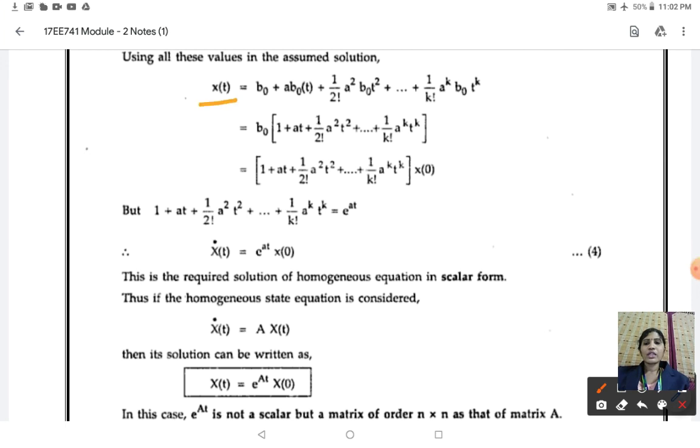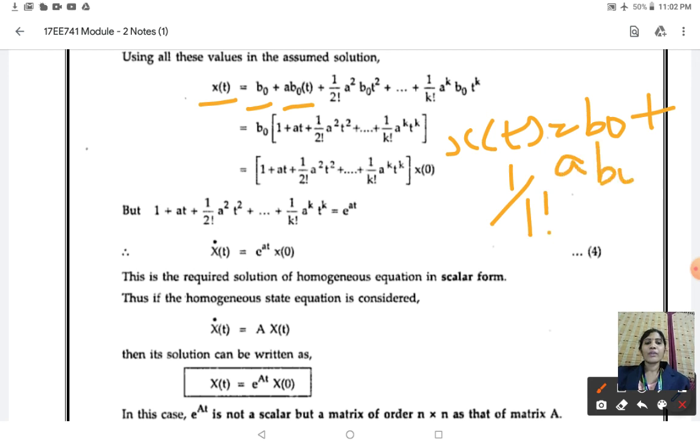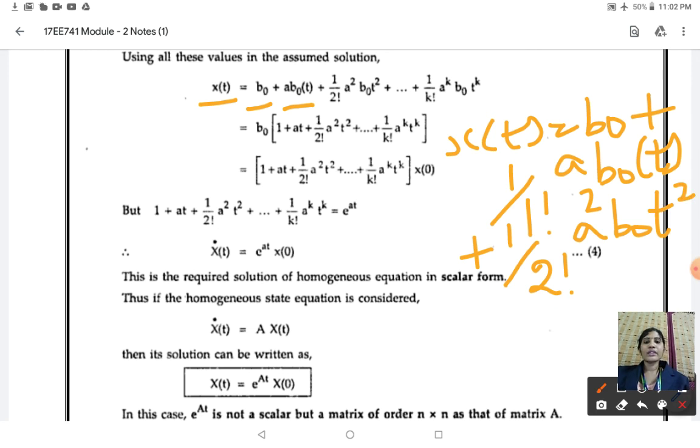X of t is equal to b0. b0 is the initial value. Next, a b0 of t. It is nothing but how we will be getting x of t is equal to b0. It is your first factor. Your second factor is 1 divided by 1 factorial a b0 of t. Second factor will be 1 divided by 2 factorial a square b0 t square. So like that it will go on till kth variable.